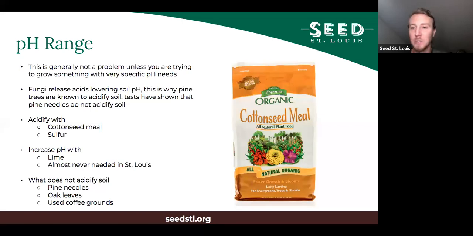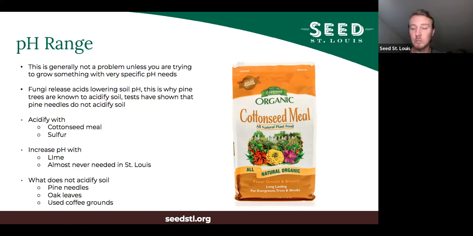If you are wanting to acidify your soil, pH range is something that, if you're really wanting to grow blueberries or something, you are going to need to change that pH. It's not good enough to just be like, well, I hope the fungus will change it. Don't do that. Adjust your pH and then work to improve the soil life. If you need to acidify your soil, which is the most common thing that you would need to do in the St. Louis area, things like cottonseed meal and sulfur are effective ways to acidify your soil.